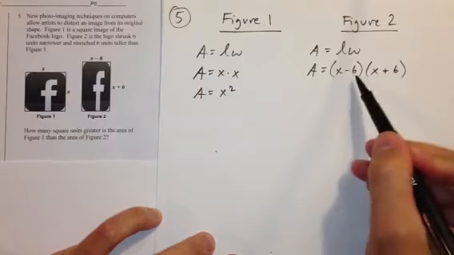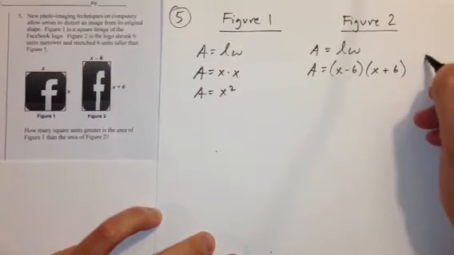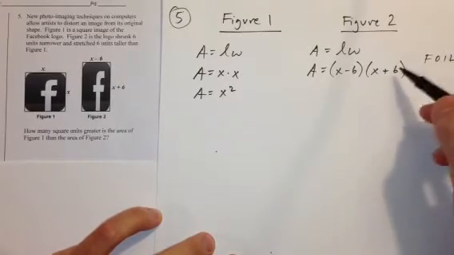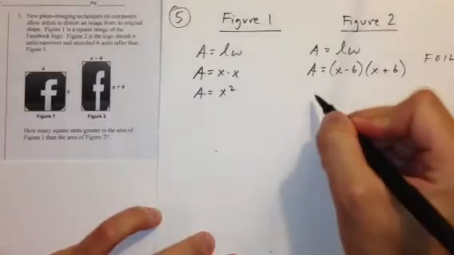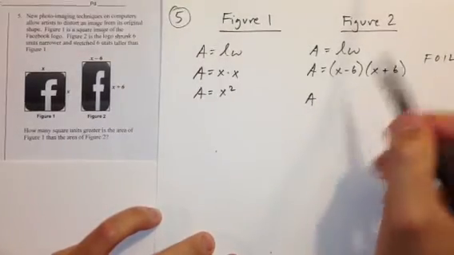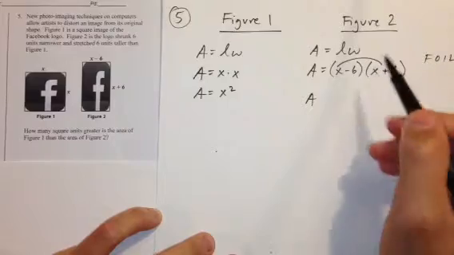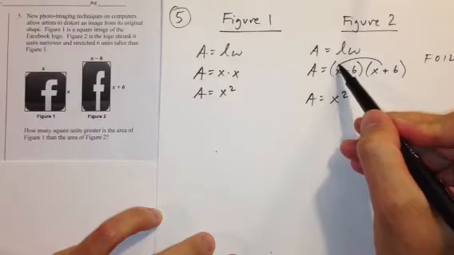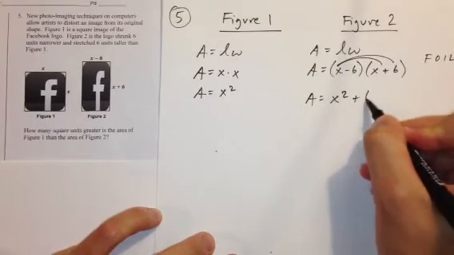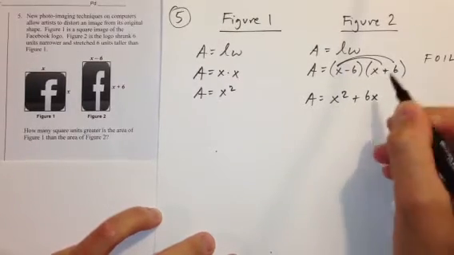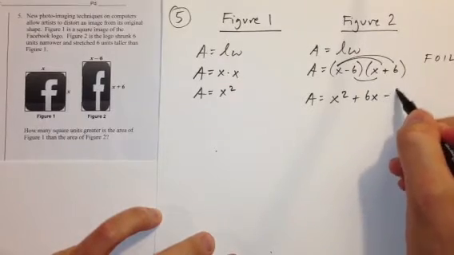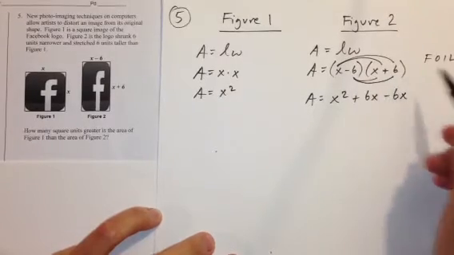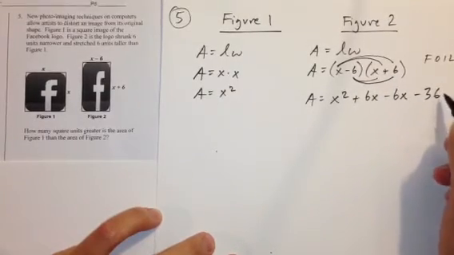So now we have multiplying two binomials, which we are going to use our FOIL method. Again, FOIL is just a reminder of the order that we can multiply these two binomials. So F stands for the first term, so x times x is x squared. The outer terms, x times positive 6 is positive 6x. The inner terms, negative 6 times x is negative 6x. And the last terms, negative 6 times positive 6 is negative 36.